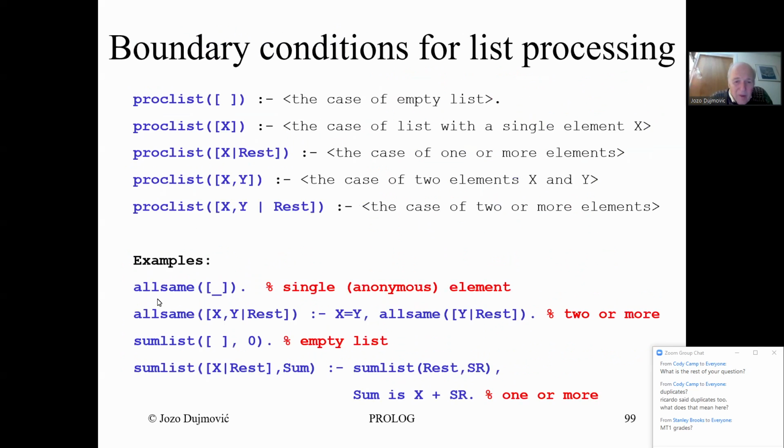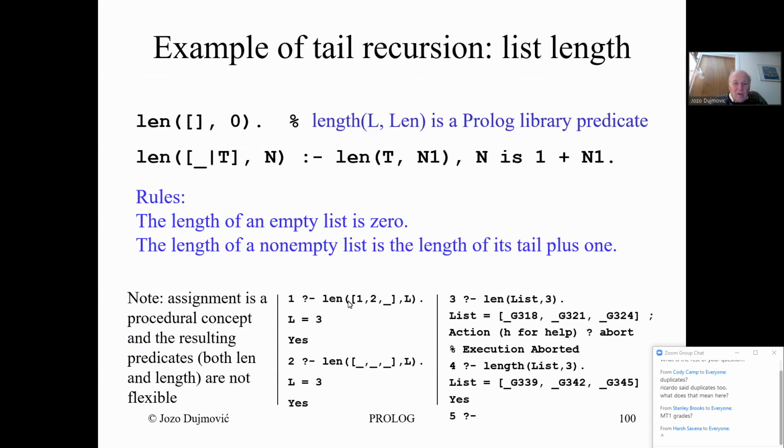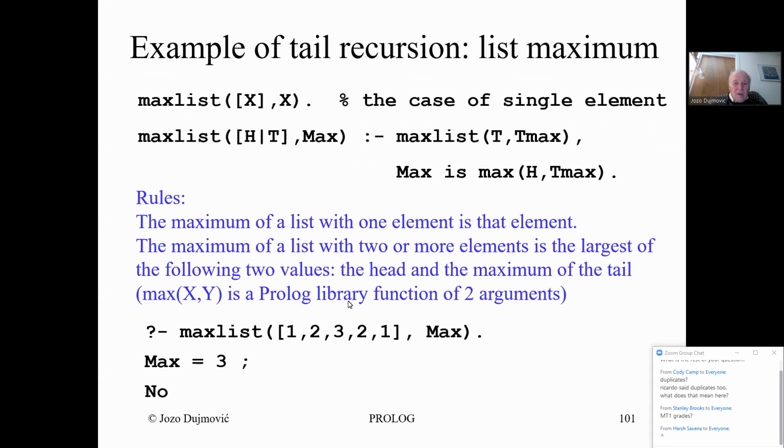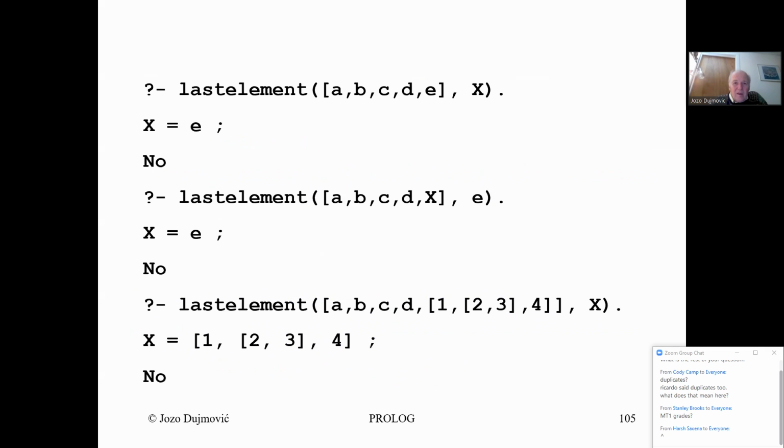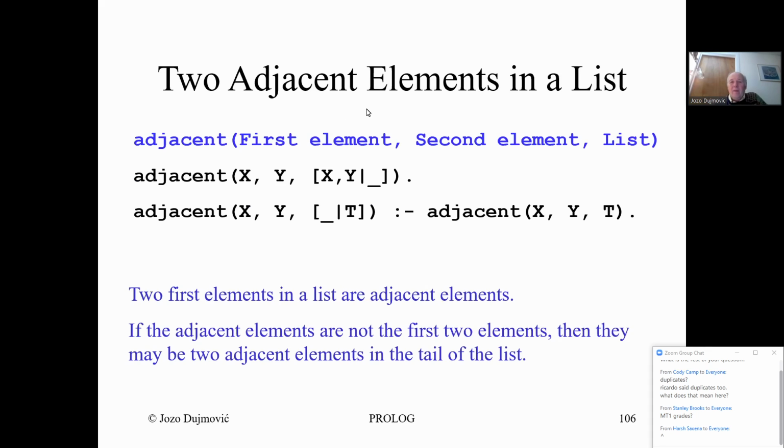Is this all same or 2 adjacent? So let me see, where is 2 adjacent elements? Which is a list, element in the list. 2 adjacent, here we go. Okay? 2 adjacent element in the list. So adjacents are X and Y if they are the first 2 elements in the list. So adjacents are X and Y if you have an anonymous head and they are adjacent in the tail.